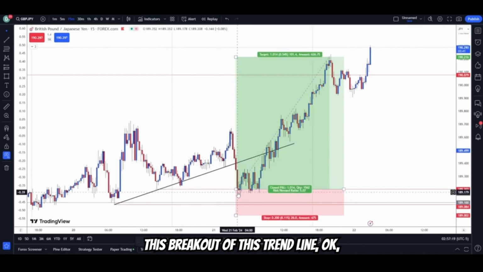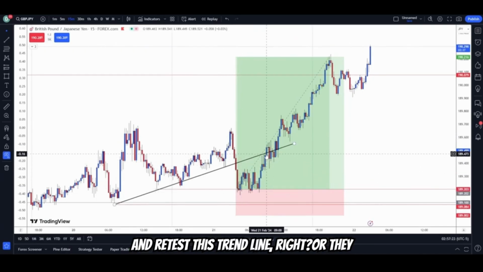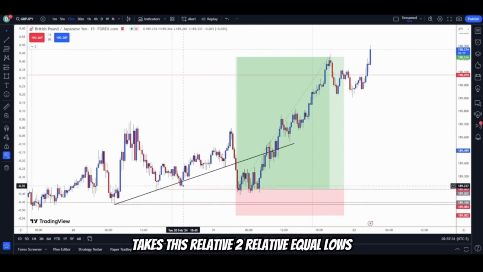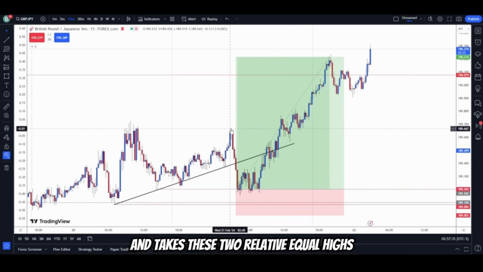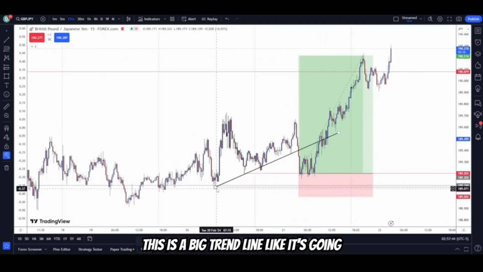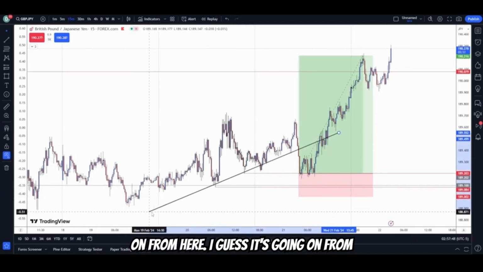So now when they see the breakout of this trend line, okay, they look for sells when it will go and retest this trend line, right? Or they would have looked for buys right over here. But what happens? It goes down, takes these two relative equal lows, and then it keeps on going and takes these two relative equal highs, and then it goes and takes this old high also. Okay, so now you have to look at the perspective, because see, this is a big trend line, it's going on from here, I guess.